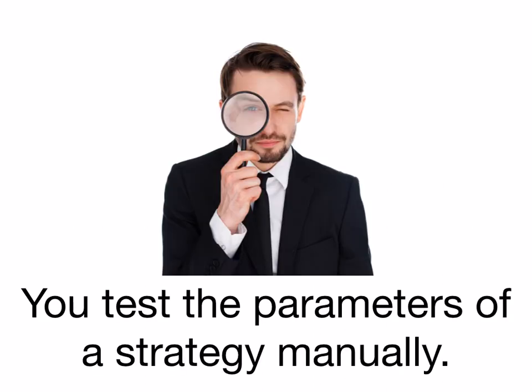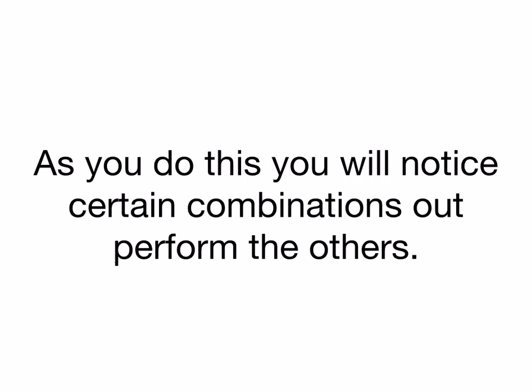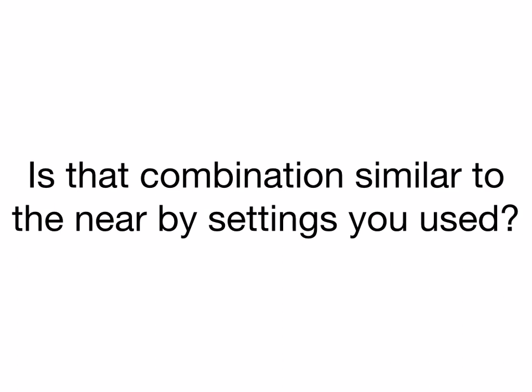You test the parameters of a strategy by doing the work manually. Pull up your Metatrader 4 backtester's Inputs tab. Try different combinations of settings. If you're using moving average crosses, try walking the fast period from a super small value up to a value near the slow moving average cross. Take notes of the differences in the final performance. When you do the work manually, you'll notice hotspots appear in the returns. One combination will outperform all the others. Is that best combination similar to the nearby settings that you used? It's a really great sign if the settings are similar.